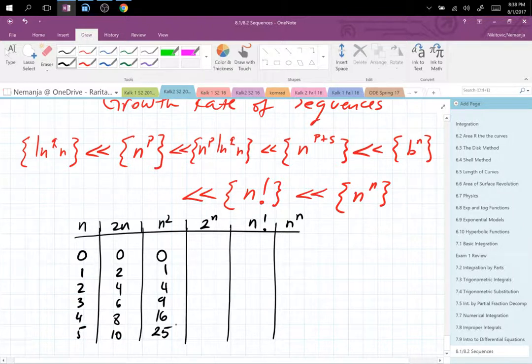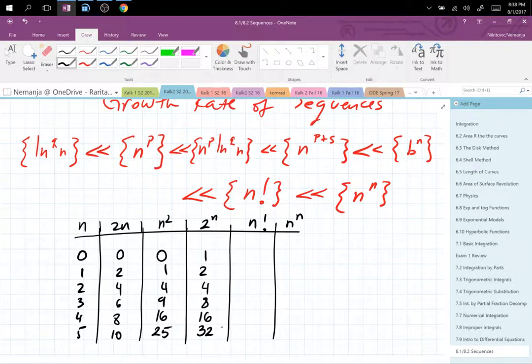2 to the n goes, okay, 2 to the 0 is 1, 2 to the 1 is 2. So it kind of starts winning. And then as you can see on line number 5, it wins. So it was struggling in the beginning, and then it took off.